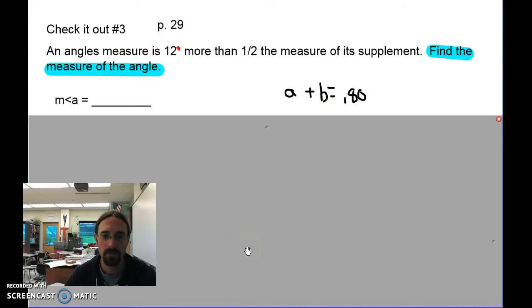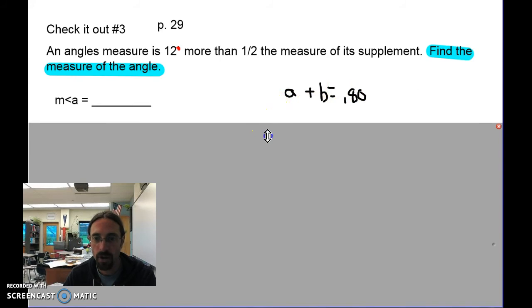Hey, welcome back from that brief intervention. I thought I would just type some things out to make it a little more clear. I think my handwriting and the mouse is just getting confusing. So again, we're on page 29. We're trying to find the measure of angle A. We're not leaving the problem until we fill in that answer. And we know that an angle A plus its supplement B have to add up to 180. So let's walk through the problem.